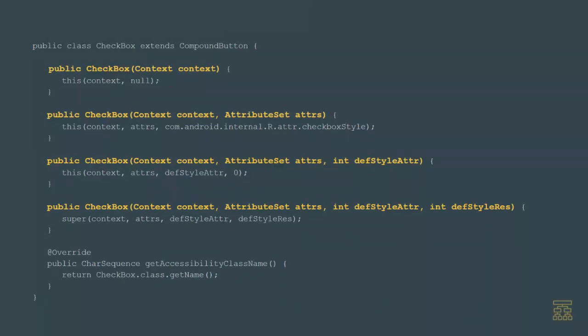Because here we extend: compound button extends button, which extends edit view, and edit view extends view. It means that in checkbox, we have all possibilities from all these classes. And of course, we don't need such possibilities, and in some cases, it generates some problems.